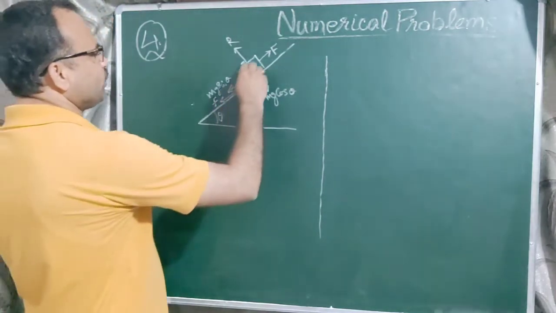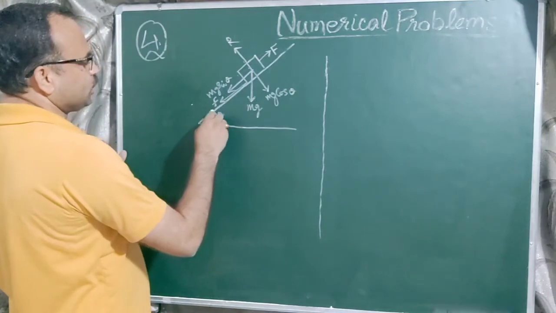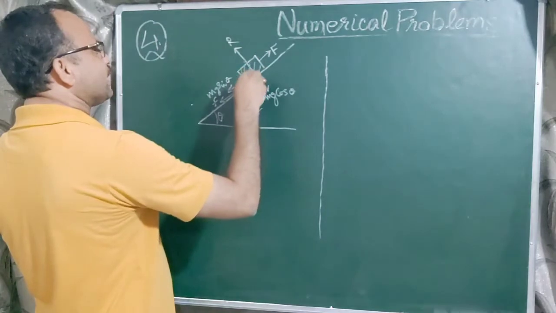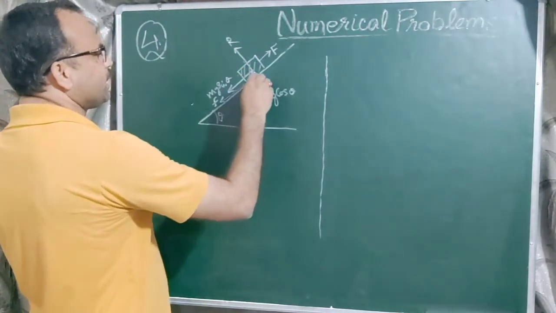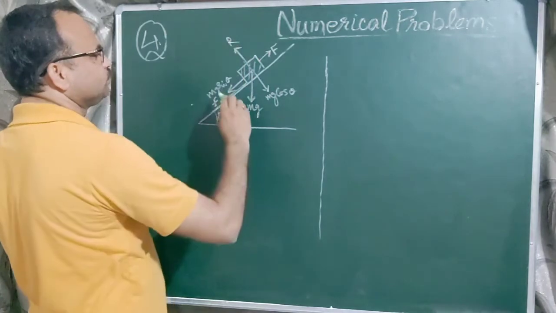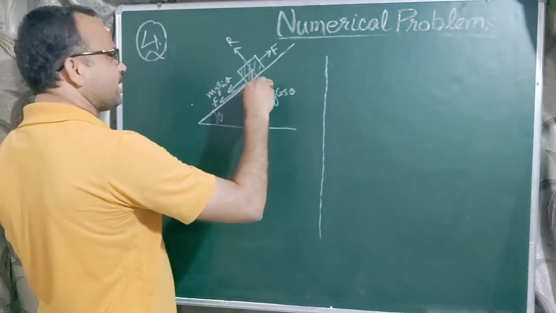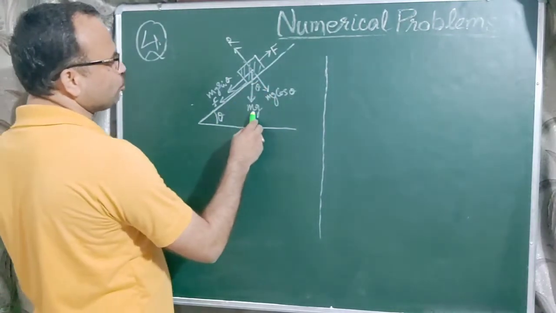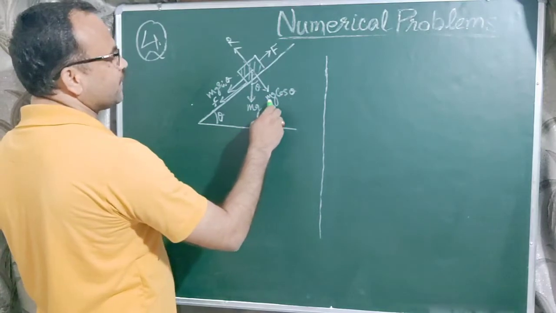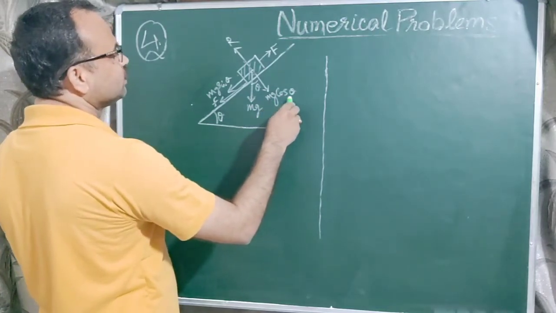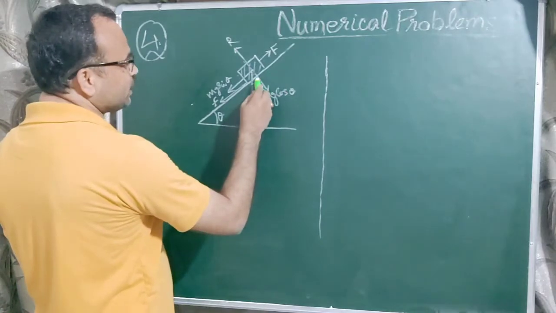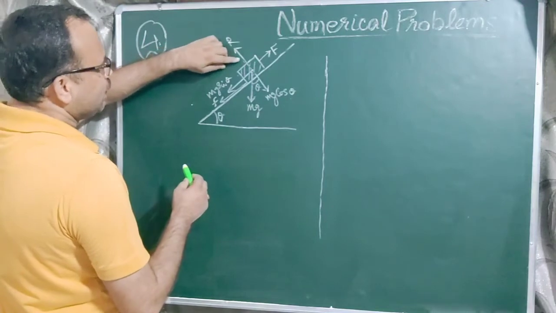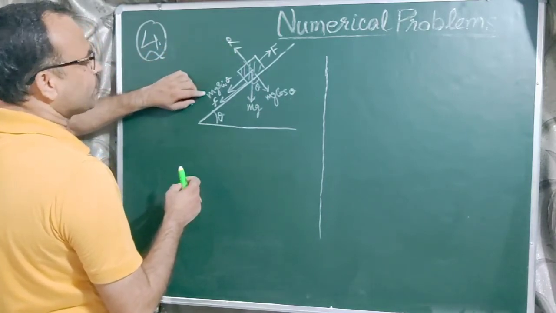In this figure, a body is placed over an inclined plane, and this plane makes an angle theta with the horizontal. As we know, the weight of the body always acts vertically downward, mg, and the reaction R always acts perpendicular to the surface. On extending this line backward, this angle is also equal to theta. On resolving the weight into two components, one component is mg cos theta, perpendicular to the plane, and the other component, mg sin theta, acts along the inclined plane in the downward direction.